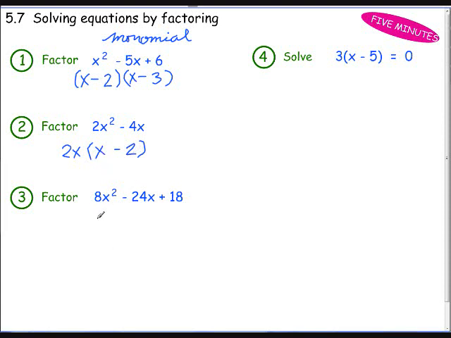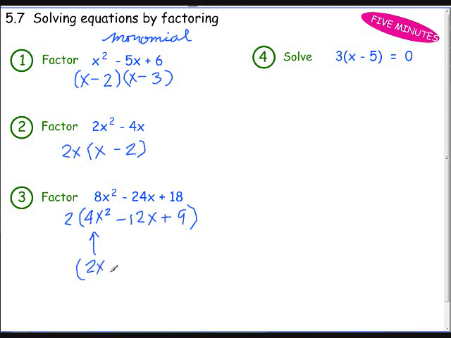On this one, I can see that I do have a common monomial. Whenever you see that you've got all even numbers, you know the least you could do would be to factor out a 2. That would leave us with 4x squared minus 12x plus 9. Now the other thing you might notice here is that this is a square.